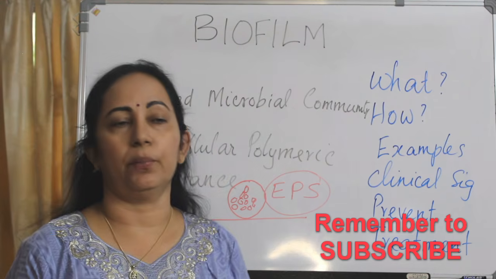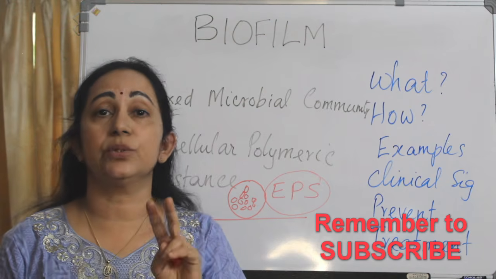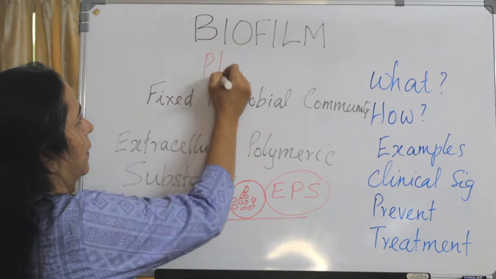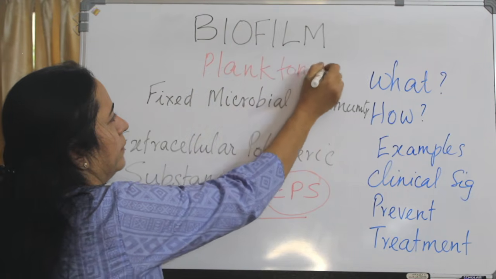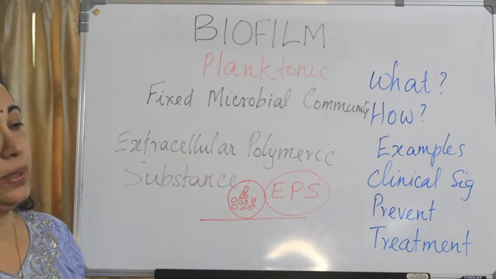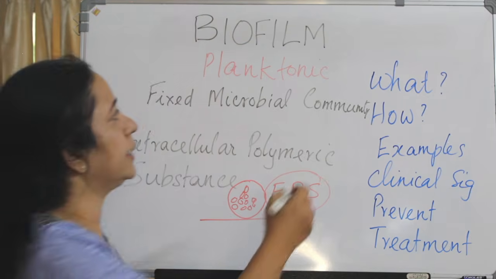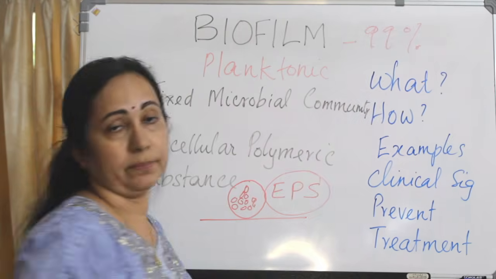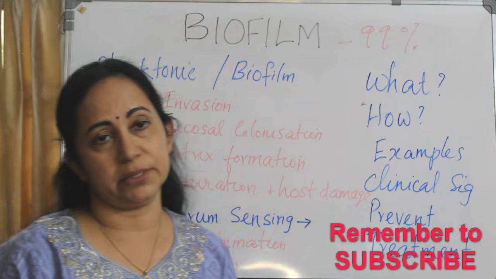And how is it formed? You know that bacteria exist in two forms. One is free floating, which we call planktonic, single free floating bacteria, and the second one is biofilm, and 99% of bacteria are in the biofilm form. Okay, what is the pathophysiology of this biofilm formation?